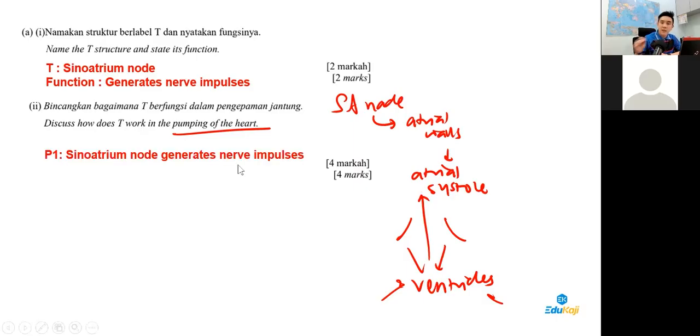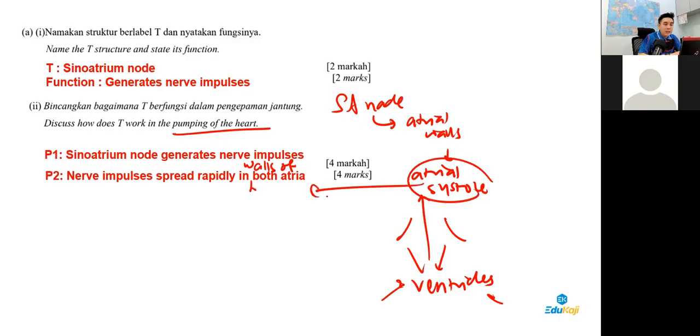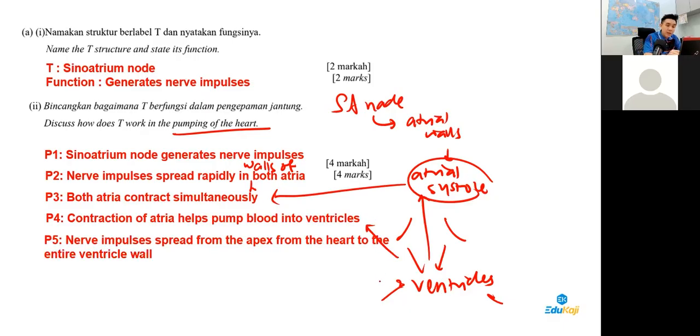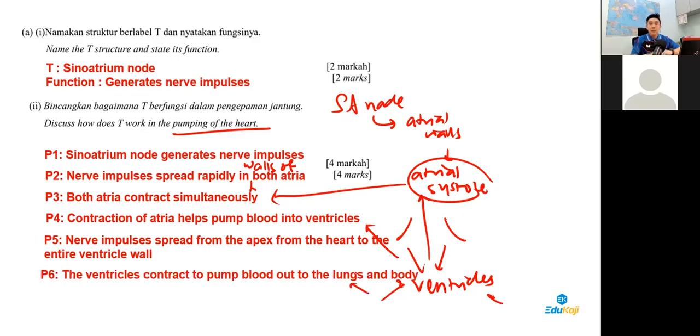So you can see SA node generate electrical impulses spread to walls of both atria. Guys, atrial systole means the atria contract. So I'll just draw an arrow here. Atria contract, blood enter, like I said, blood enter ventricles. And when ventricles contract, the blood will be pumped out to the entire body. Okay?